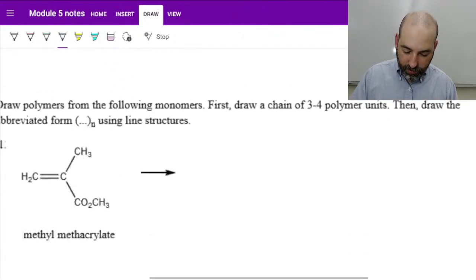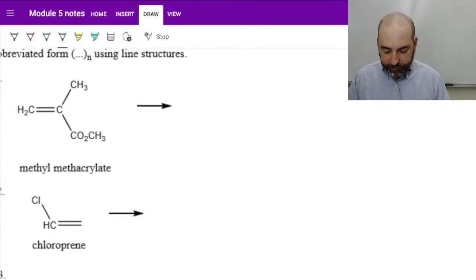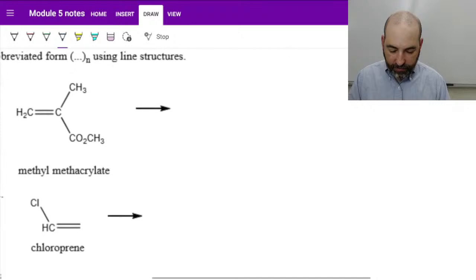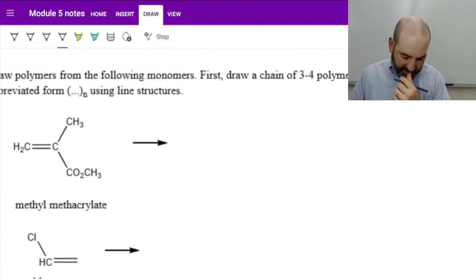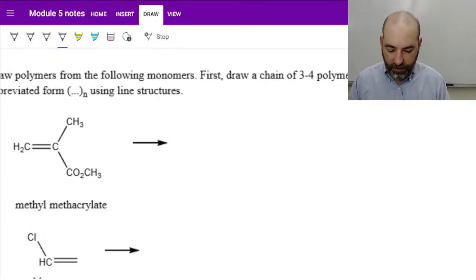All right, so here we go. So we have this methyl methacrylate. This is our first one, right? That's this structure here. This is a condensed structure, so we'll keep it in that form for now, and then we'll convert it to the line structure.